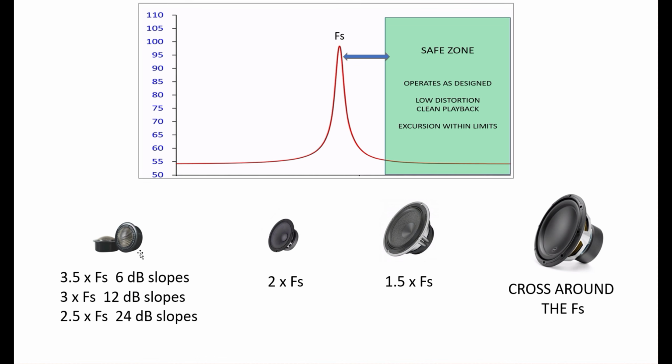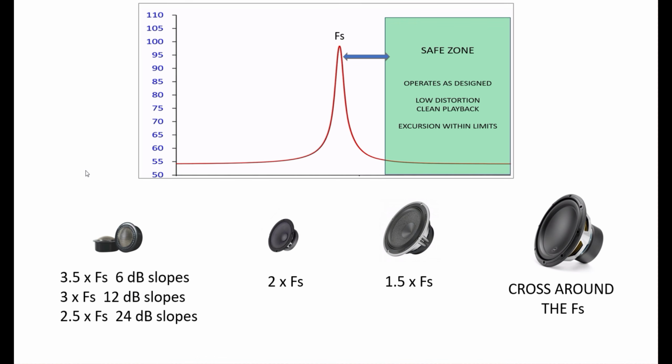So they still have an FS. They still have a value where the restorative forces and the inertia of the cone balance out. But you don't want the speaker playing at that level, because that'll be its maximum excursion level. So for a tweeter, you want to be 2 to 2.5 times from its FS. That's if you're using 24 dB slopes. So for example, if you have a tweeter with an FS of 1500, that would mean that 2 times would be 3000.